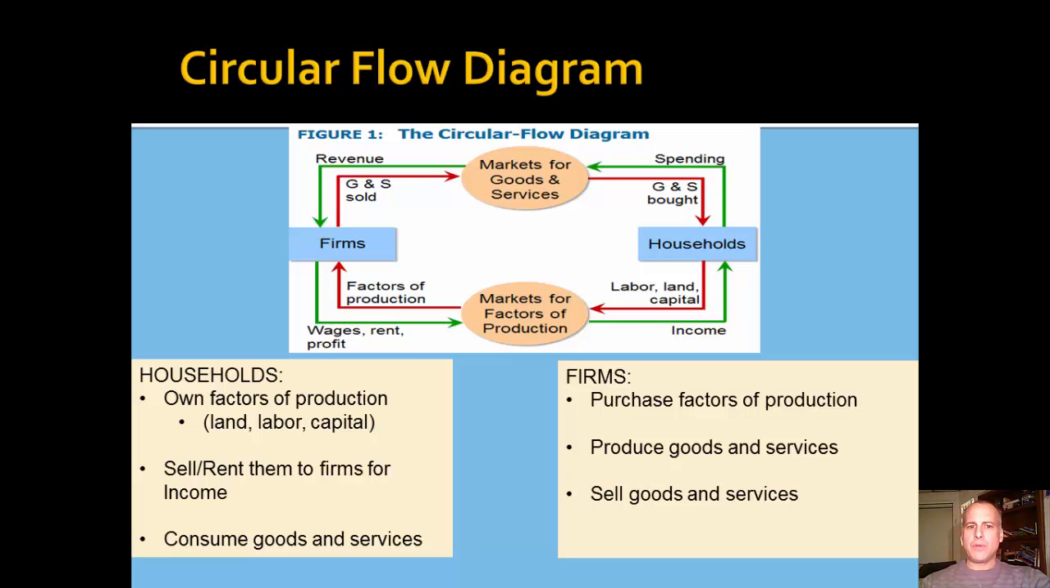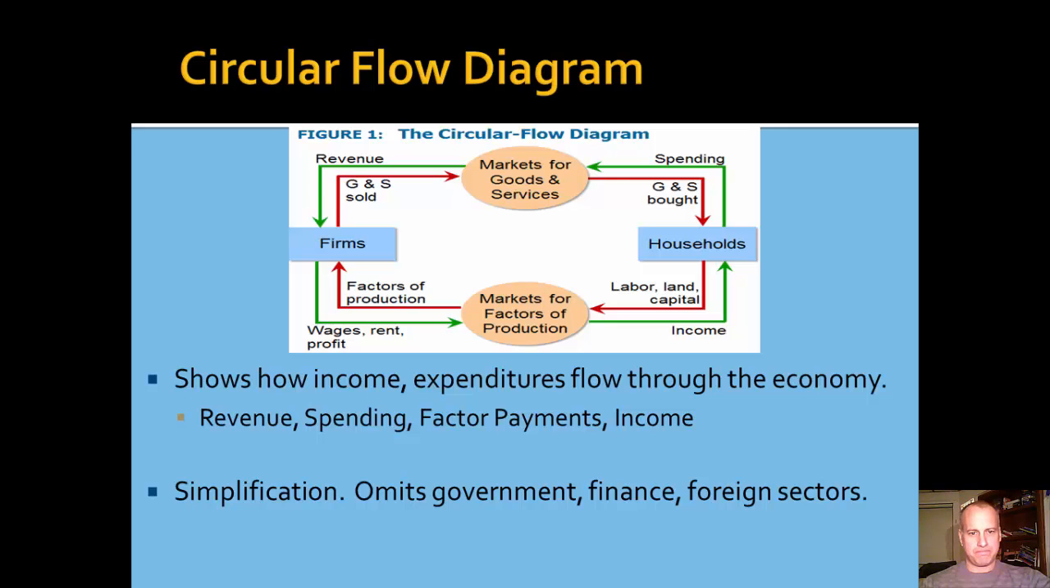Now, remember that households own factors of production. They own land, labor, and capital, and they sell these things or rent these things to firms in exchange for income, which they use to consume goods and services. Firms, meanwhile, purchase these factors of production from households and use them to produce the goods and services, which they then turn around and sell back to the household. So everything flows in a circle. The buyers on one side of a transaction are met by sellers on the other side of the transaction, and every transaction has one of each.